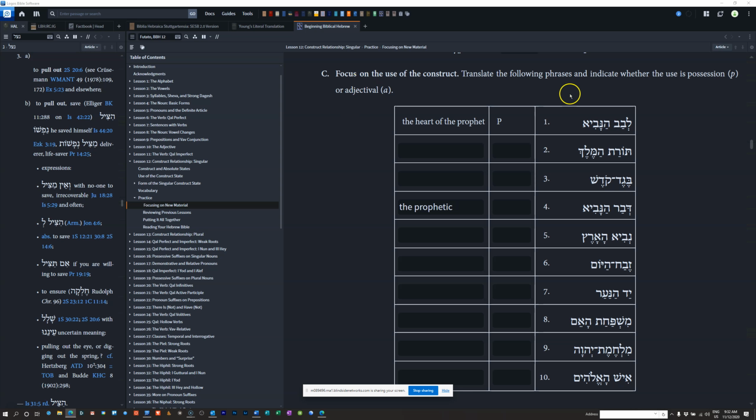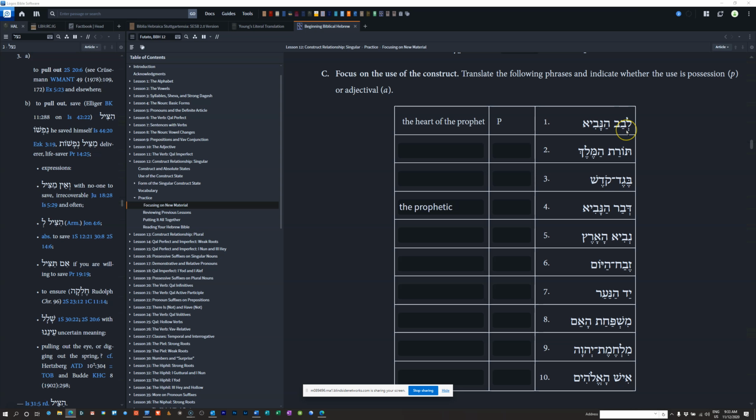Exercise C, we'll go through here and translate these phrases looking for how this construct relationship is functioning. Is it functioning to express possession, or is it functioning to describe some sort of adjectival relationship, some sort of description? That's that sort of idea. So number one here, we've got lavav hanavi. So the translation here, again, you've got lavav.